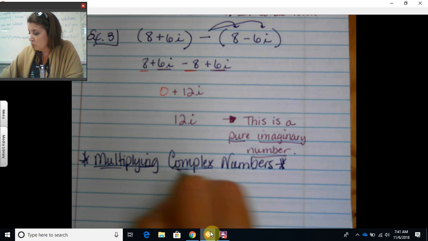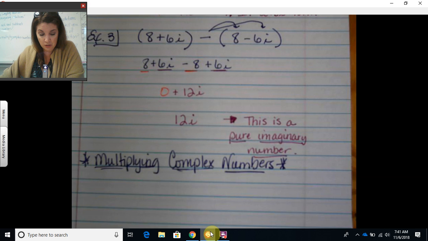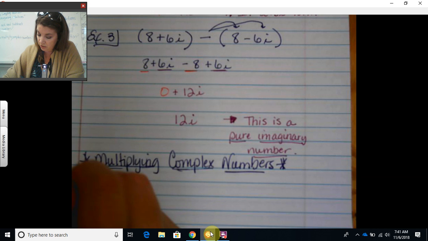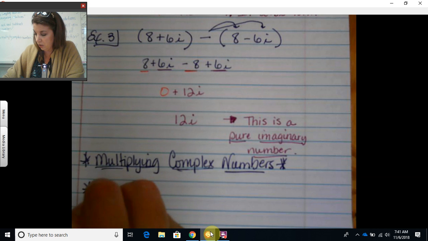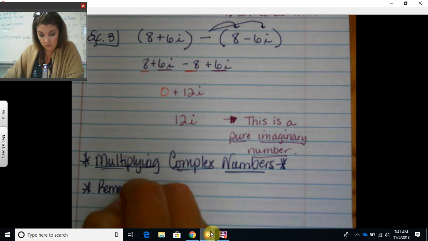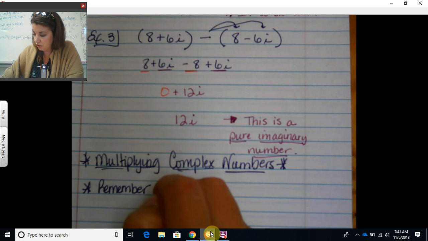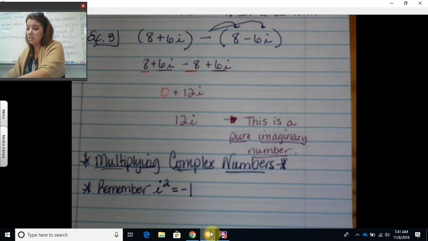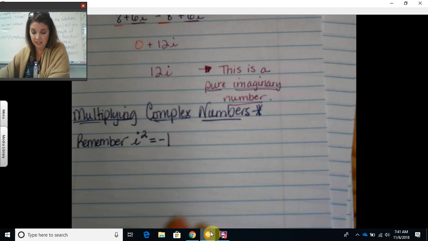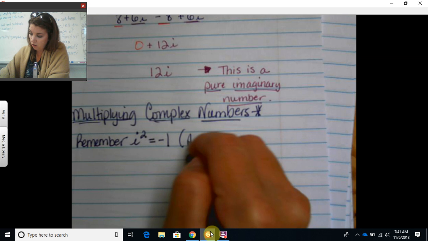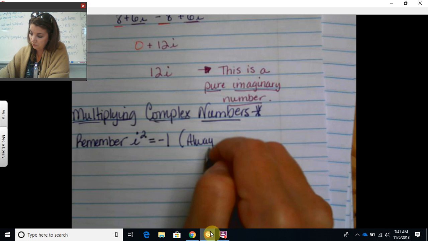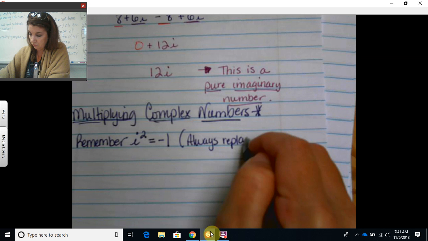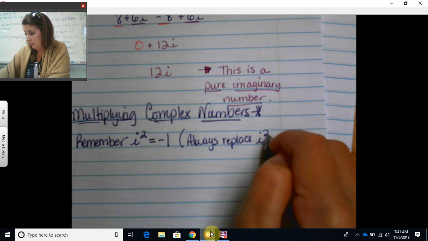And we wrote in our notes last class that there was an important part that we need to remember, and I want to also include that here. Remember, i squared equals -1. So whenever you see an i squared, you can't leave that, okay? You always replace it with -1. Always replace i squared with -1.